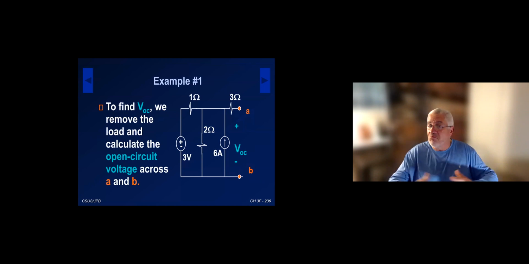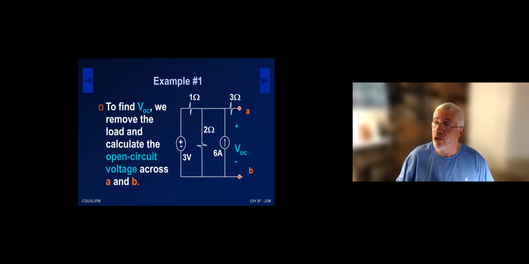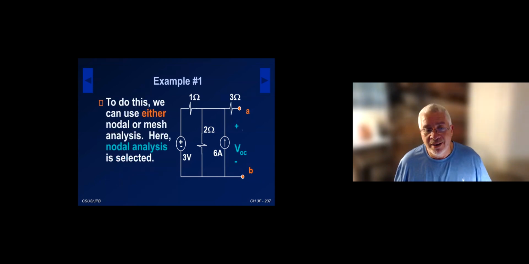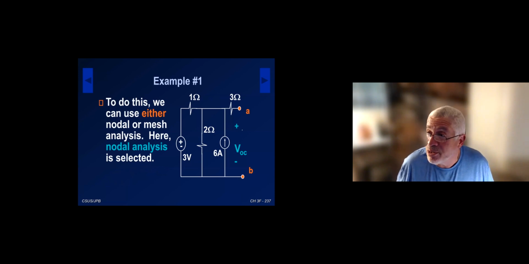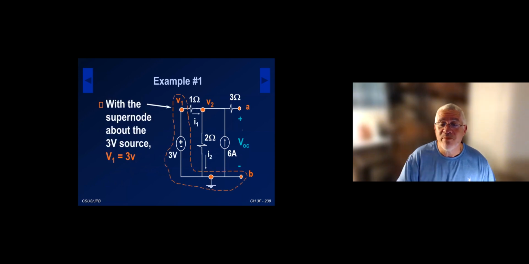At this point, if I don't specify a method, you get to decide whether you want to use nodal or mesh analysis on the circuit. In essence, I just want to find the voltage across A and B here. I'm going to be doing nodal analysis. I could have easily done mesh. There's nothing really that drastic about either nodal or mesh here. It's pretty simple. So this is my nodal setup.